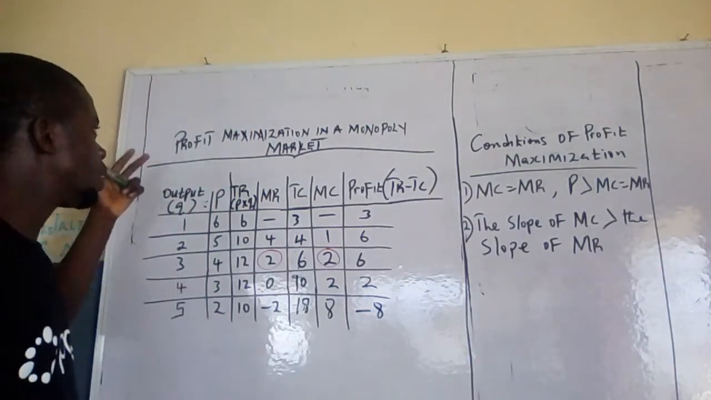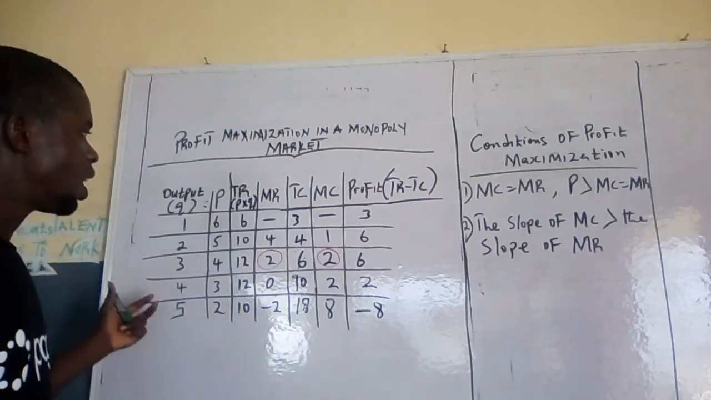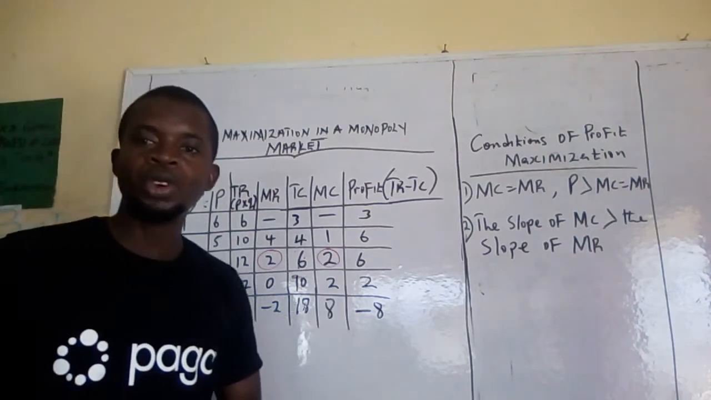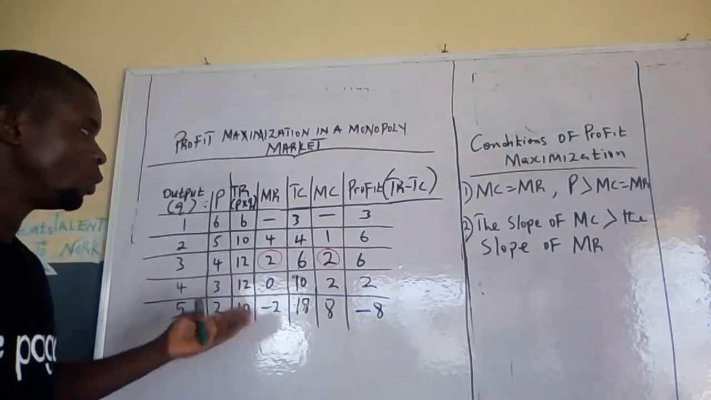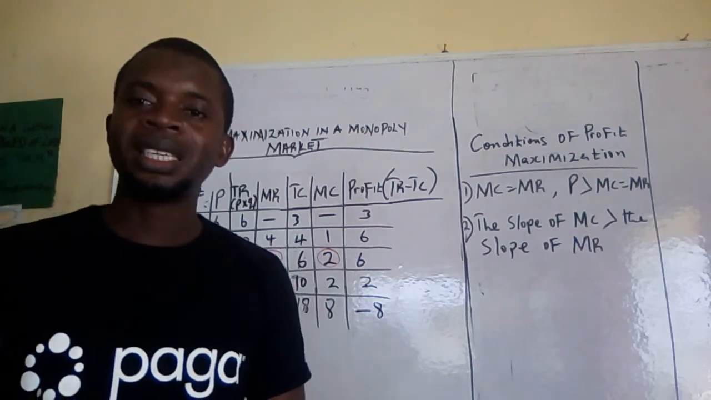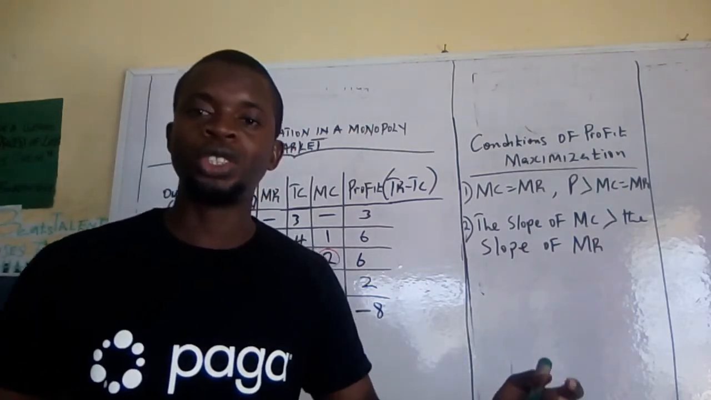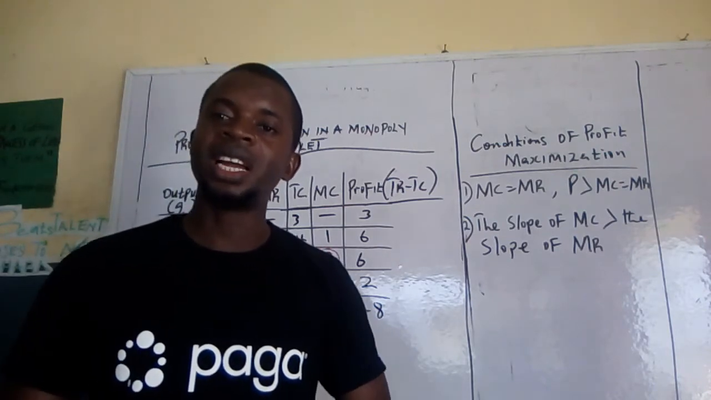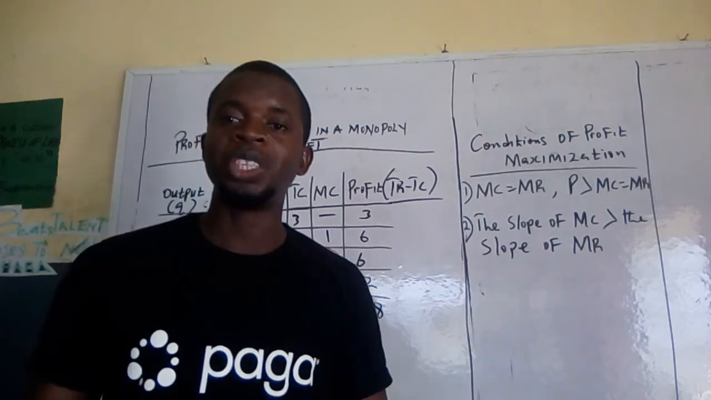In this segment, we are going to be looking at profit maximization in a monopoly market. We have shown it in our previous video using a graph, and in this case, we are going to be using a table. As we have said repeatedly, in a monopoly market, there is one single seller selling a unique product that has no close substitute. As a result, it can influence the price. It determines the price in the market, it sets the price, it is the price maker.